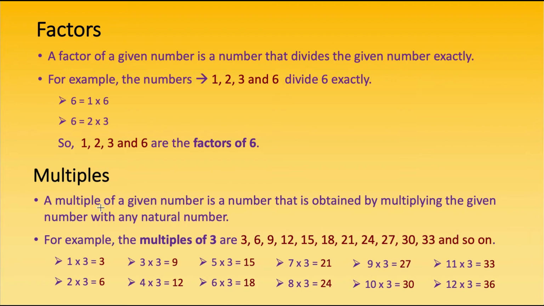So these are the factors of number 6. Next, multiples. A multiple of a given number is a number that is obtained by multiplying the given number with any natural number. So students, for example, we have the multiples of 3, which are these. Natural numbers means the counting numbers. So यहाँ पे हमने number 3 को multiply किया है by the counting numbers 1, 2, 3, 4, 5, 6 and so on. And these products over here that we get, these are the multiples of the number 3. Recall the multiplication table of 3.